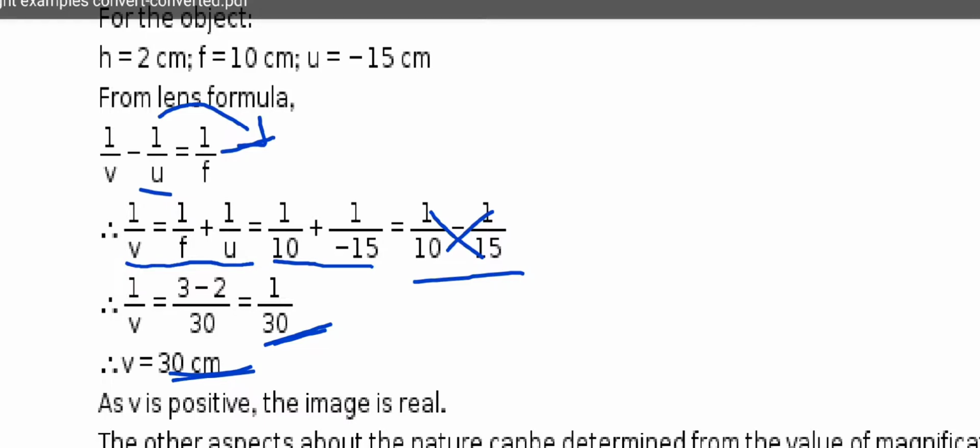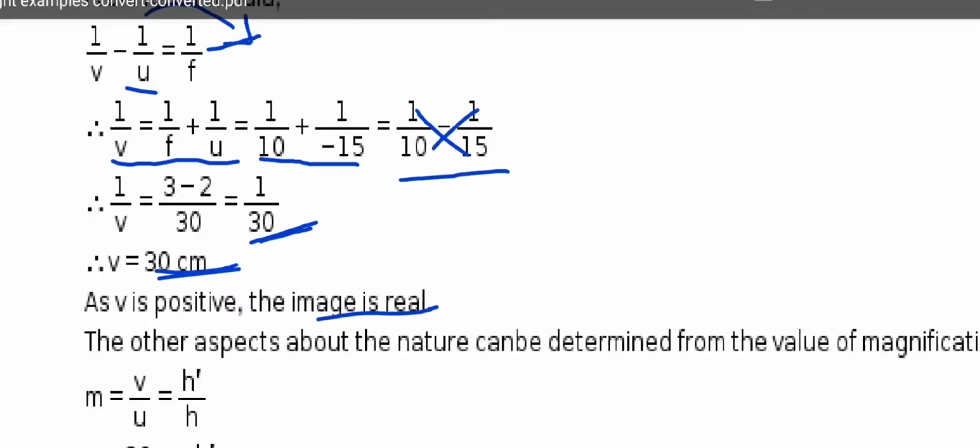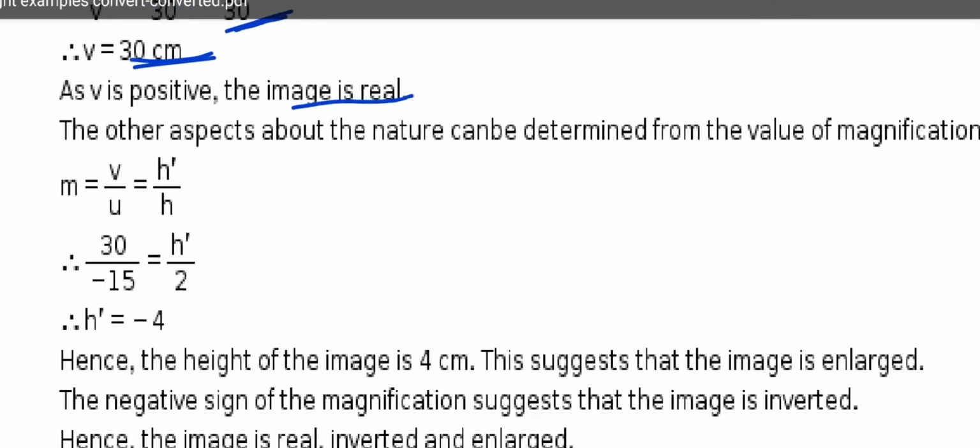So since v is positive, the image is real. So we will find out the magnification now. We have the formula for magnification in the case of lenses. M is equal to h prime by ho or hi by ho, that is equal to v by u. We know the value of v, we know the value of u. So v is 30, u is minus 15. So it is equal to h prime divided by the object height, which is given as 2.